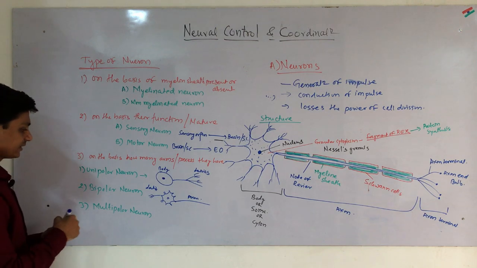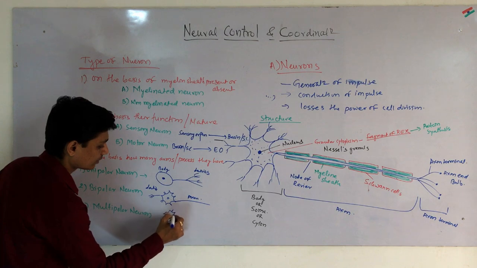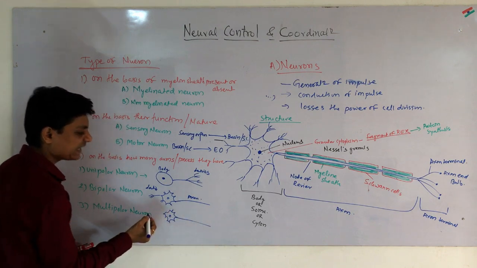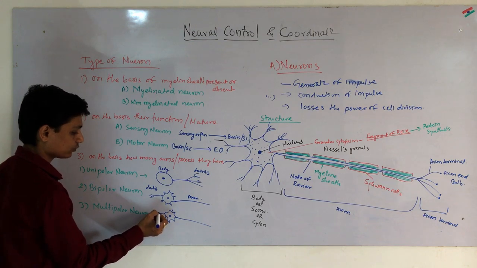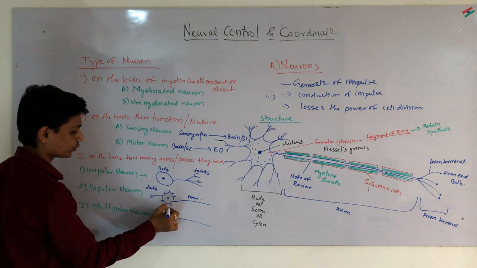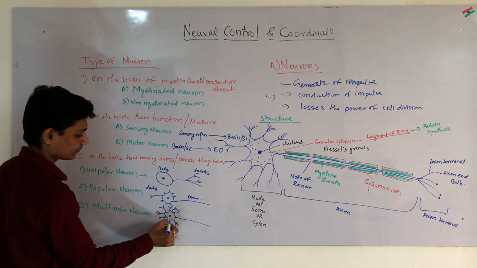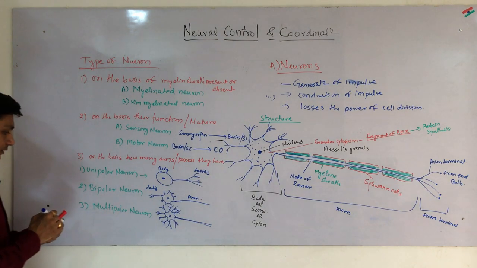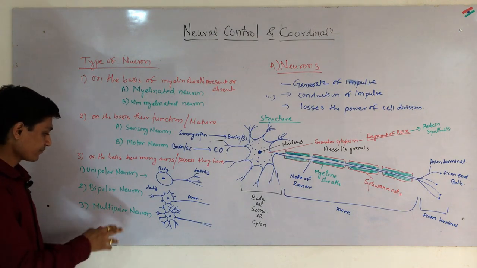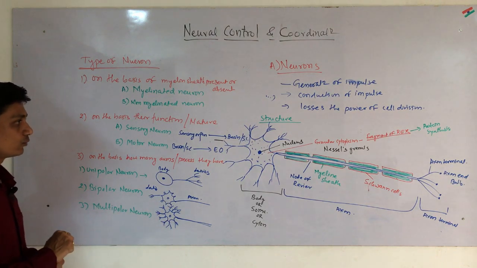And third, a multipolar neuron. In this there is the body, and from this many processes or many arms arise. So it is known as multipolar neuron. This is a multipolar neuron. Dendrites are much more here. And this is the axon part. So generally multipolar neurons are present in a large quantity in our human body.